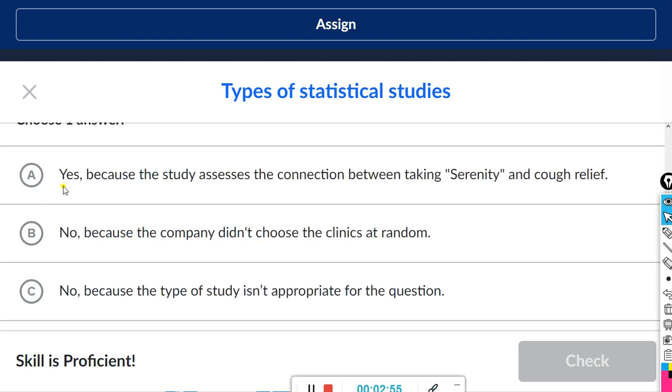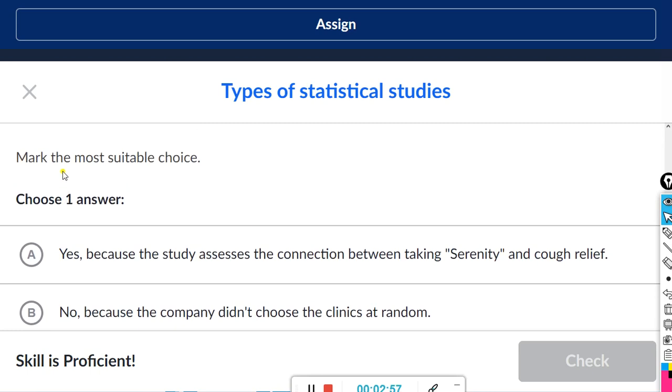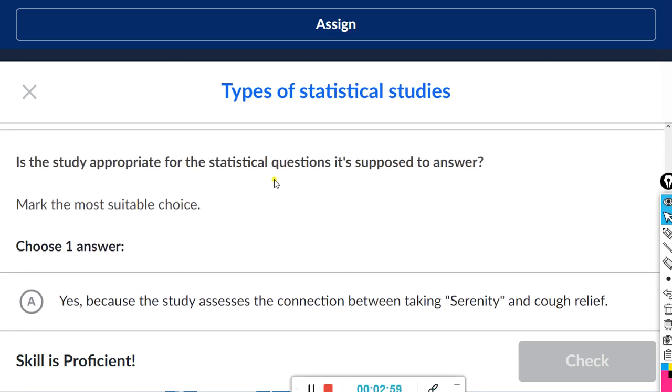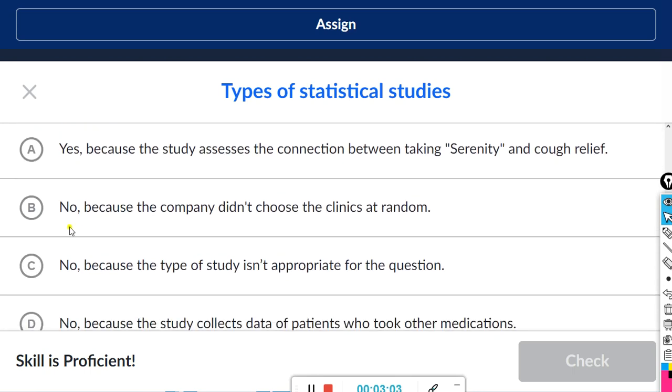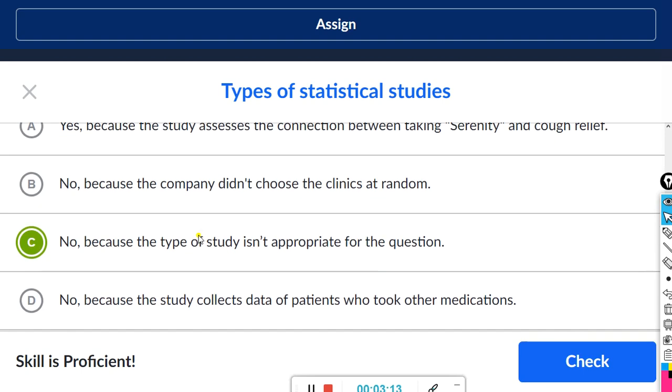So it's not A, because they're asking us, is this study appropriate? And it's not yes. And it says they didn't choose clinics at random. That's not true, because the type of study isn't appropriate for the question. That's it right there.